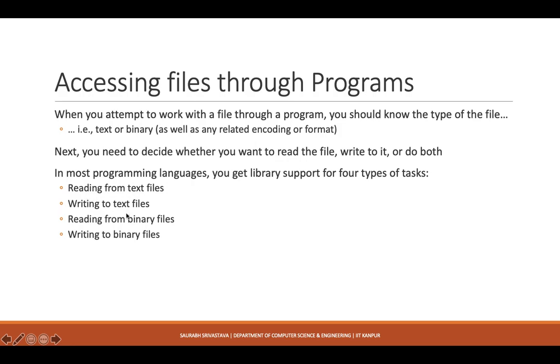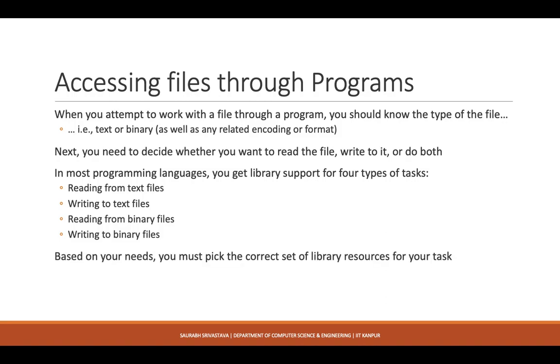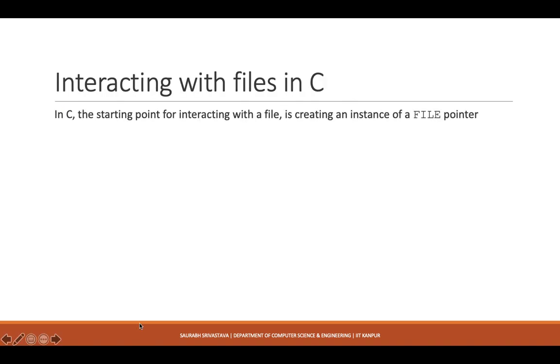It's just that it's much more convenient if you have a different set of functions that deal specifically with text files. But text files, as I have already said, are also just a sequence of bytes. It's just that you need to interpret them in a different fashion. So based on your needs, you must pick the correct set of library resources for your task. This is general stuff. This is not simply applicable to C. This is a general programming thing. Whenever you are trying to read or write a file, these are the kind of functions that will probably be available in your language's library. So you must find out the right set of functions to use.